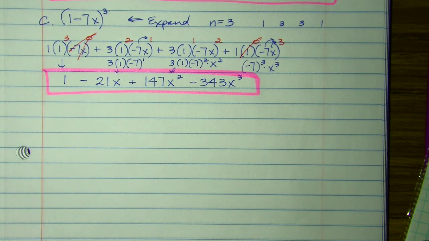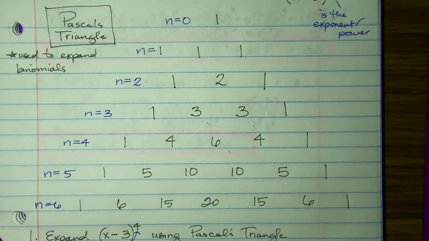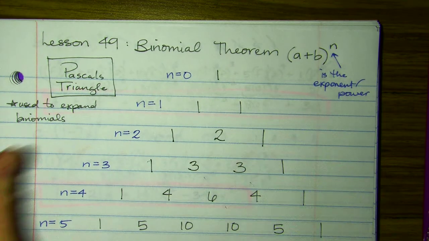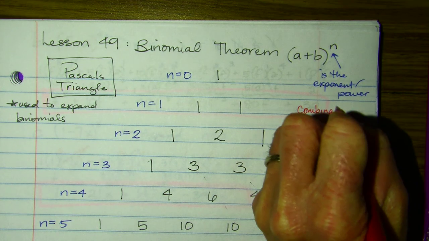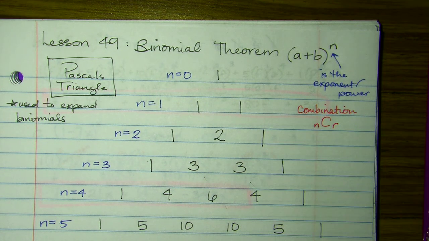Now, for the remaining of our work, we're going to be using the binomial theorem, which is what the section is called. So I'm going to add a part to Pascal's Triangle. Each of these terms has a combination equivalent. Now, combinations are written nCr. Notice the n and the r are lowercase, C is capital.